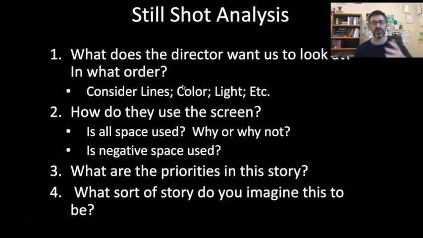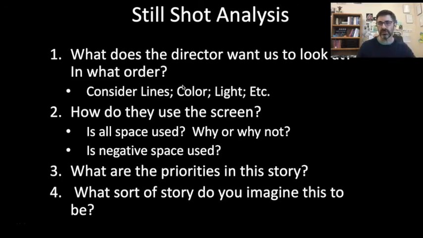But when I say director, this could be photographer or painter at the same time. What does this artist want us to look at, and in what order? Where does your eye go first? Why do you think that is? Is it just because it's in the center? Is there a burst of color or light? Are there lines guiding you, etc.? How do they use the image? Are they using every space in it? Or are they really only concerned with a certain part of it?